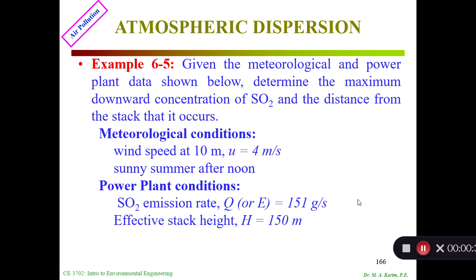So meteorological condition: wind speed at 10-meter height equal to 4 meters per second, sunny summer afternoon. Power plant conditions: Q equal to 151 and the effective stack height H equal to 150. So these are the things given here. Okay, I'll keep it on the screen for a few seconds so you can take a look.